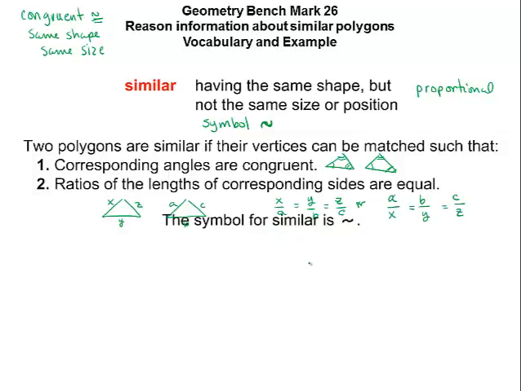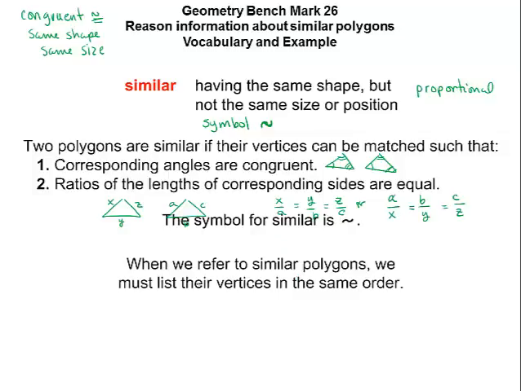The similarity symbol is this squiggle, which we've already got. We need to list the vertices in order when we are talking about similar polygons. So if I have triangle ABC and triangle DEF and they're similar, I have to say triangle ABC is similar to triangle DEF. And what this means is that A is congruent to D, B is congruent to E, and C is congruent to F. Because if we switch that around, then we lose the proportional parts of the sides. So it's really important that they're in the same order.